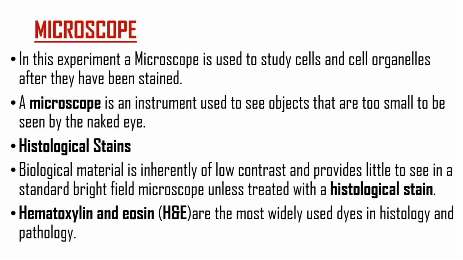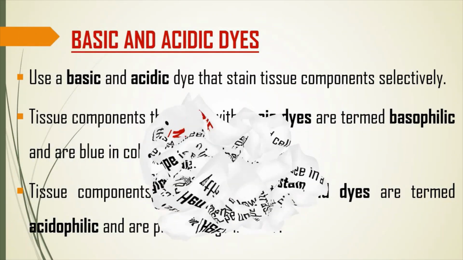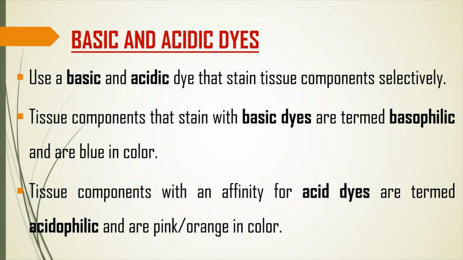So hematoxylin and eosin, which is just commonly abbreviated as H&E, are the most widely used dyes in histology and in pathology. All right. Now, when it comes to dyes, there are two types of dyes. There are basic dyes and there are acidic dyes. So we use a basic dye and an acidic dye that stain tissue components selectively.